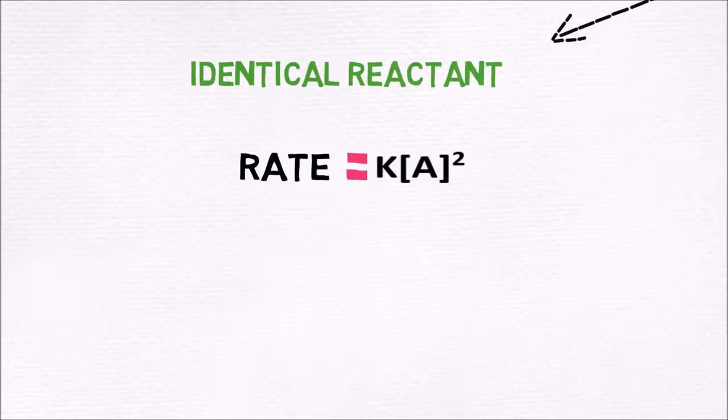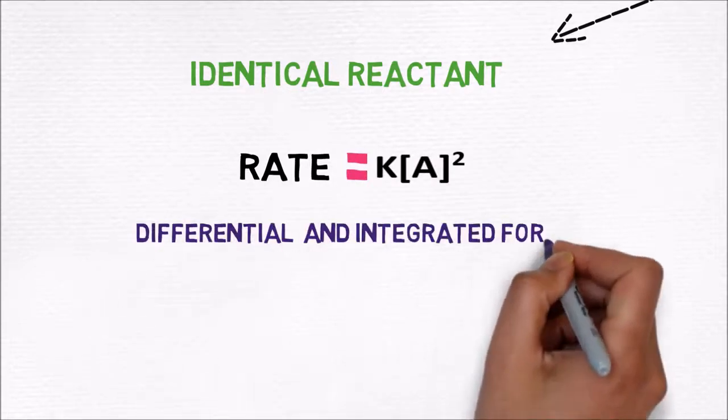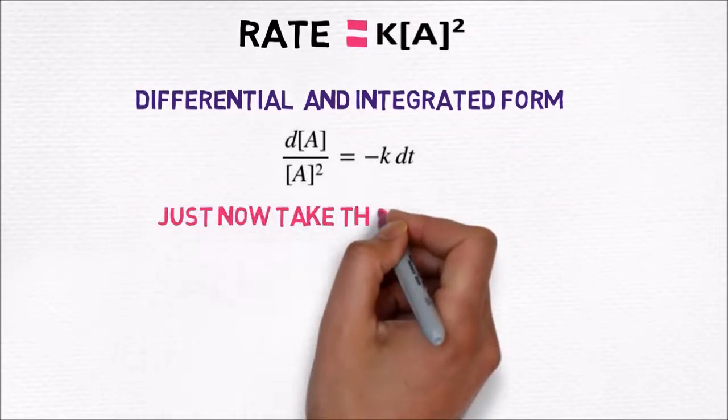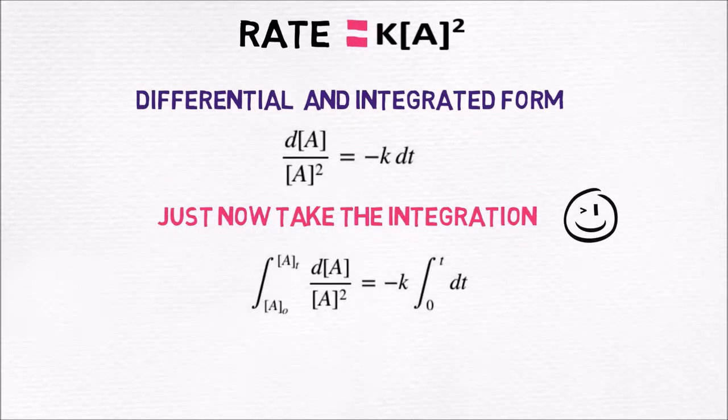The rate will be. To get the integrated rate law, first, we must write the differential form of the rate law. Then, we take the integration. Finally, we get the linear equation.